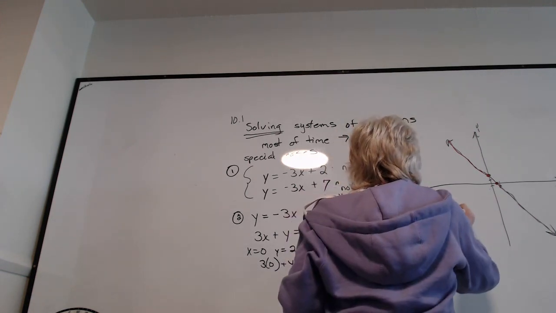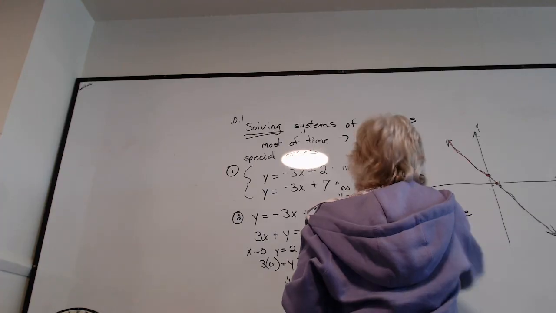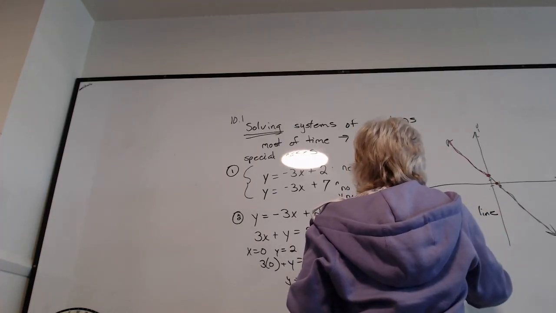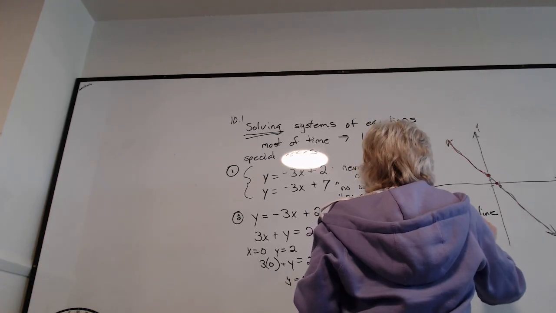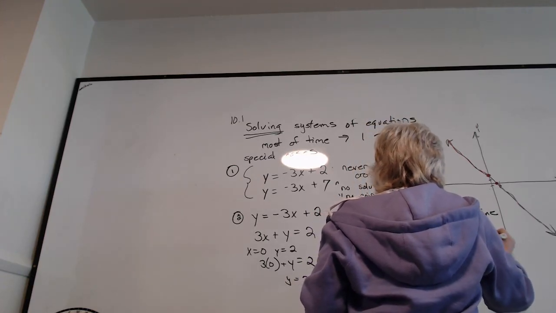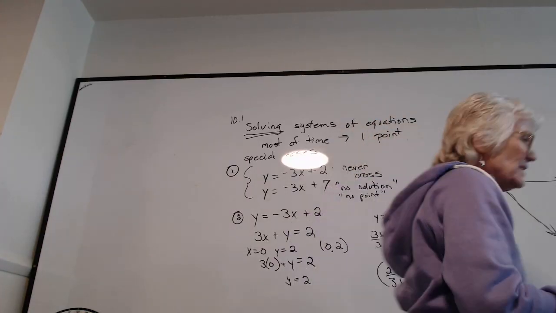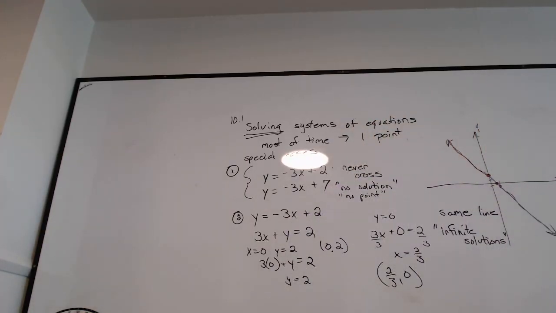How many points do they have in common? Infinity. Yes. Infinite solutions, because they're the same line. And if you just tell me they're the same line, we should know that their solutions are all going to be the same, because if they're the same line, they'd all have to be the same.